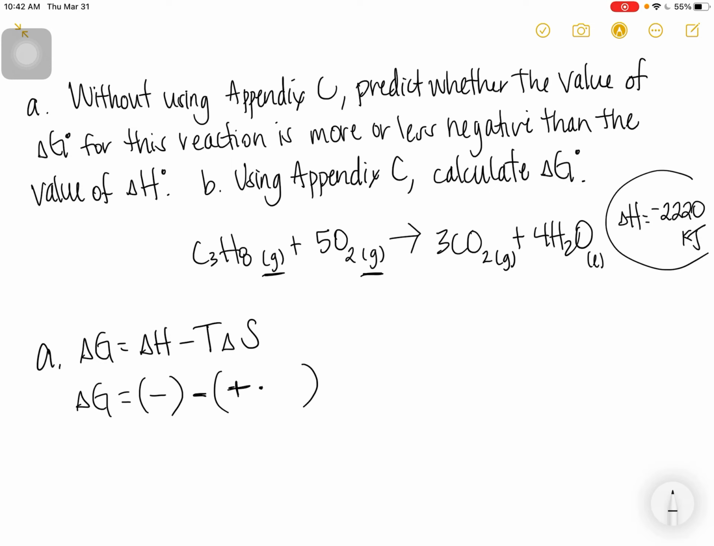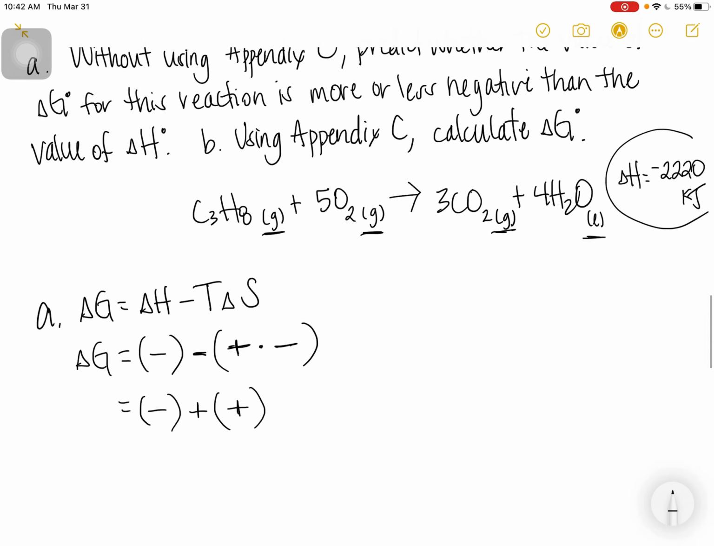I'm going from 6 moles of gas to 3 moles of gas and 4 moles of liquid. So this is definitely a decrease in entropy. S is going to be negative. So when I crunch these signs, so to speak, I have a negative minus a positive times a negative, which is a negative. And I think easier than thinking about a negative minus a negative is that subtracting a negative is the same as adding a positive.